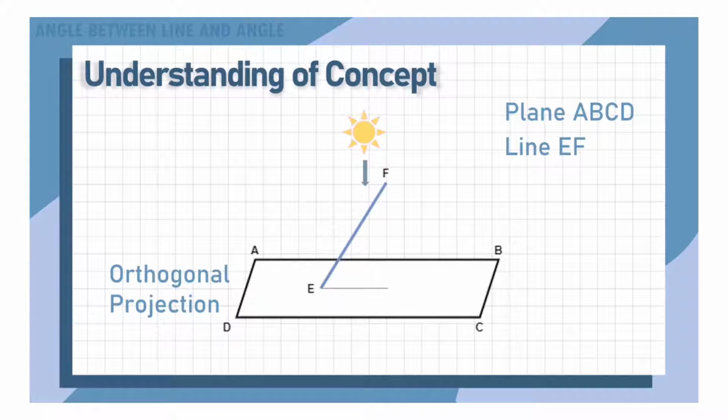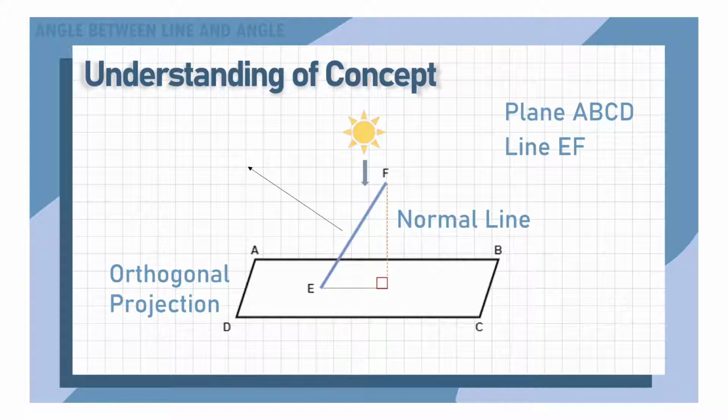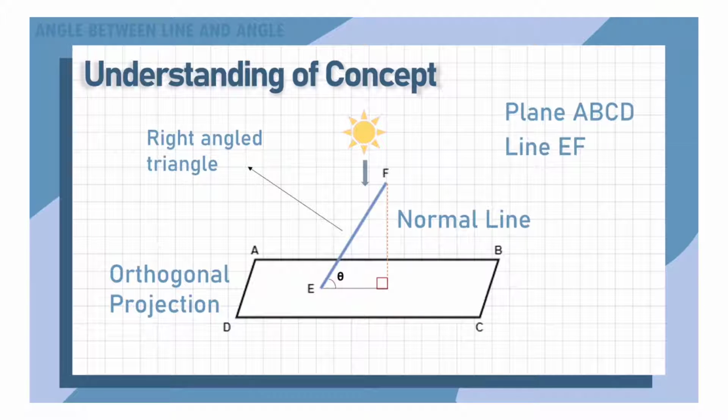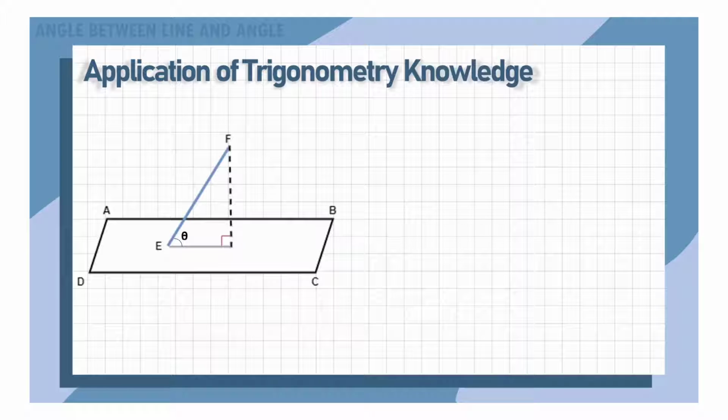Then, since we have the standing line and the orthogonal projection, we can connect them with a normal line, which is a straight vertical line from the plane that forms a 90-degree angle, or a right-angled triangle. Therefore, if you are asked to find the angle between the plane and the line, you must first detect these two components first. So this is the angle between the plane and line.